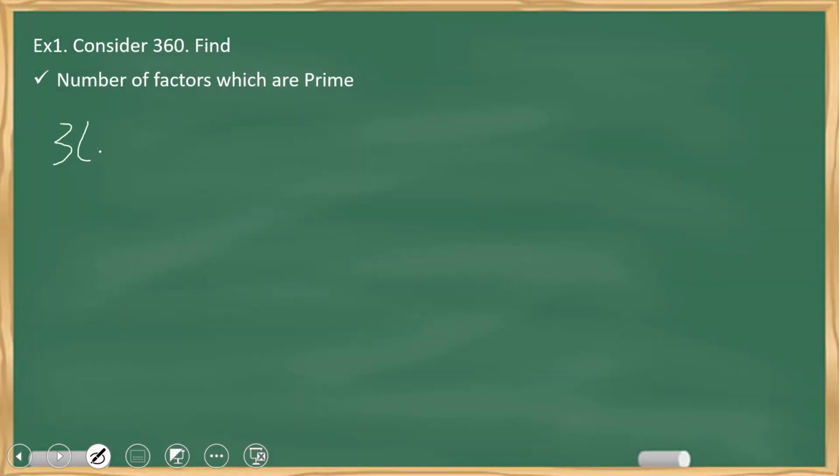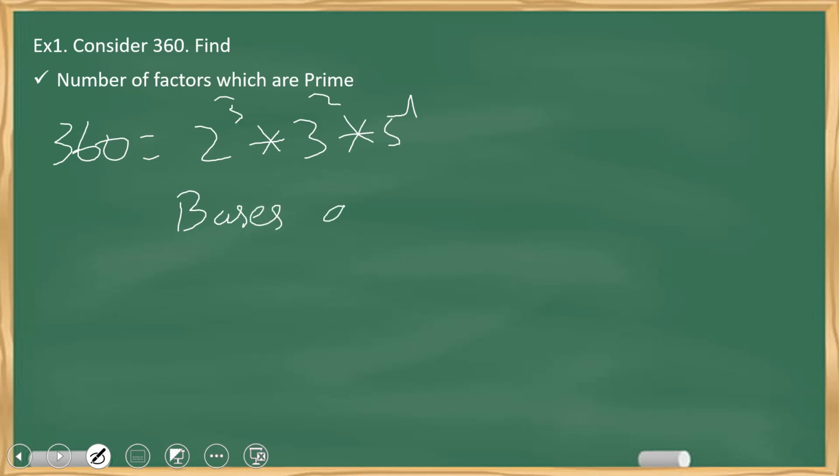Next, prime factors. So 360 can be written with what bases? 2 cube into 3 square into 5 power 1. So how many bases are there? Bases are 2, 3, 5. So the answer for this is 3. Got the point here?